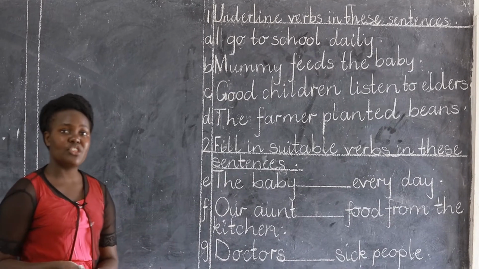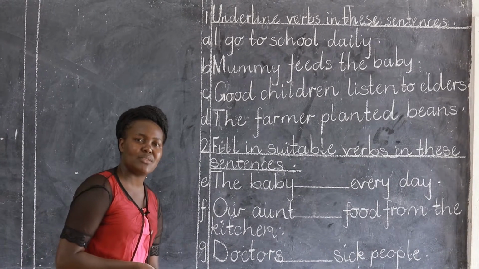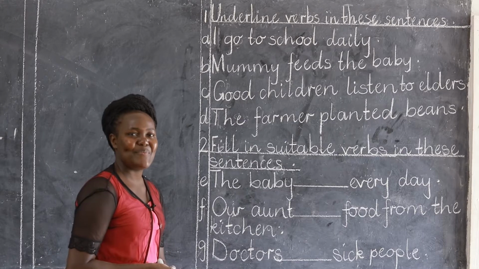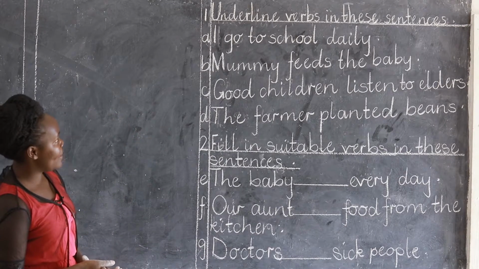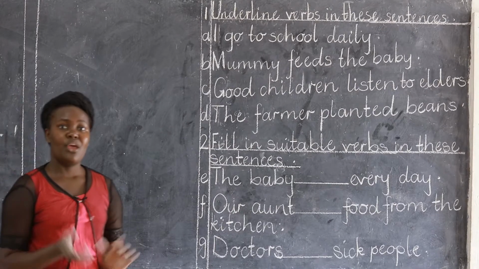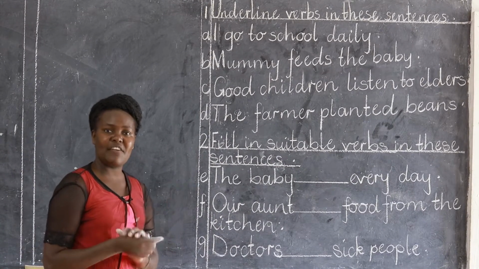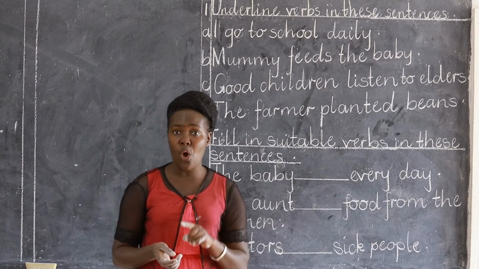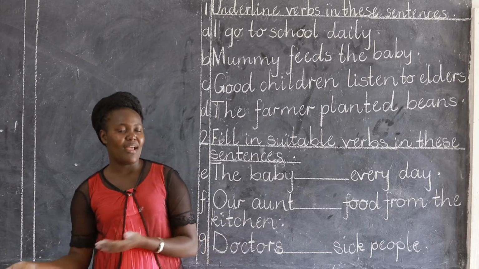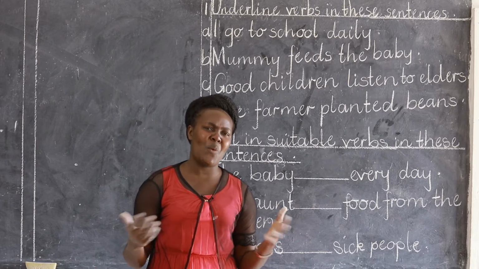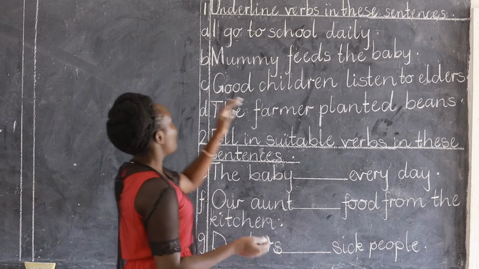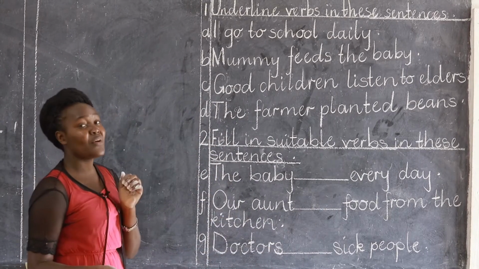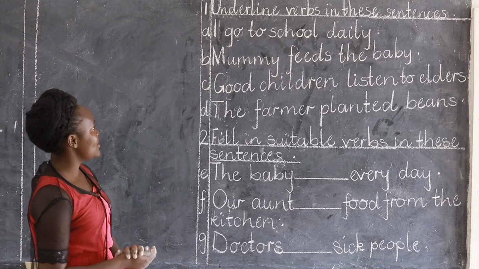The first instruction was, pull out your books, open them, because I've already started. Underline verbs in these sentences. For you to underline the verbs, you must know what verbs are. And we said verbs are action words. Verbs are doing words. So we are going to identify those doing words or the action words within these sentences.